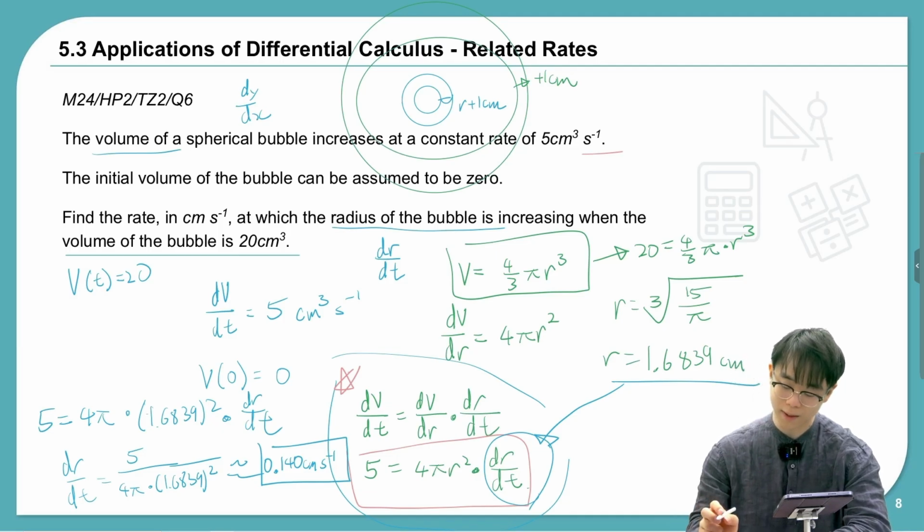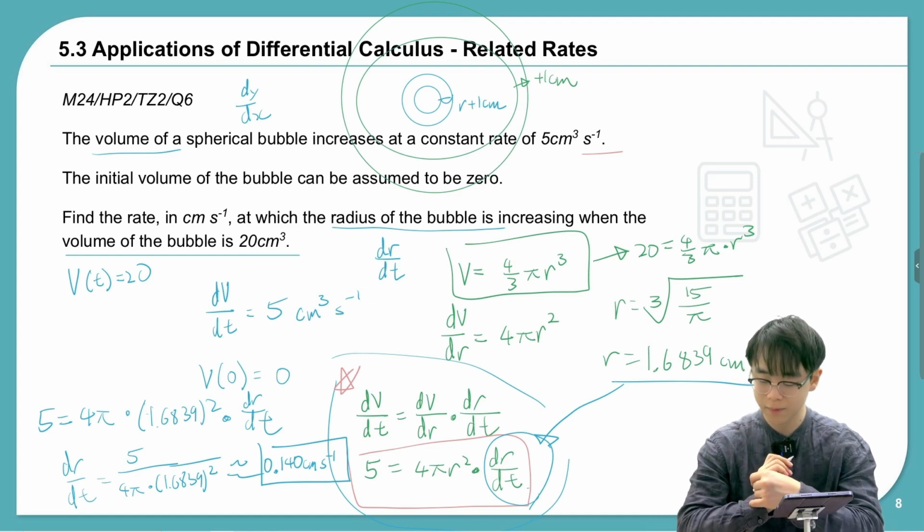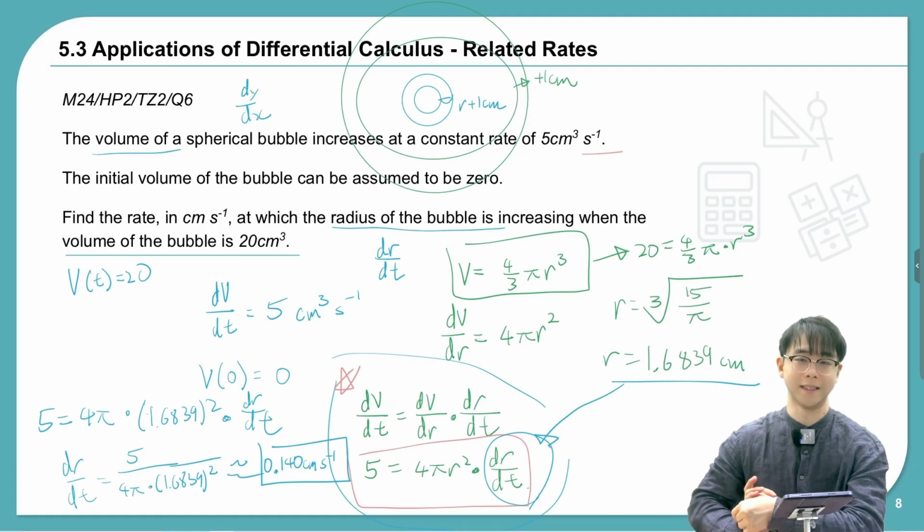So we just need to plug in our known values into here to find the eventual dr over dt. So that's how you would do number 6.